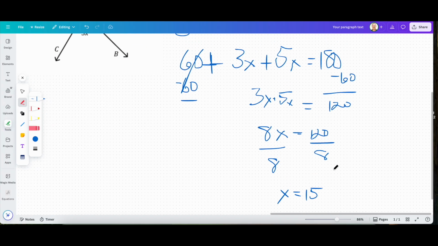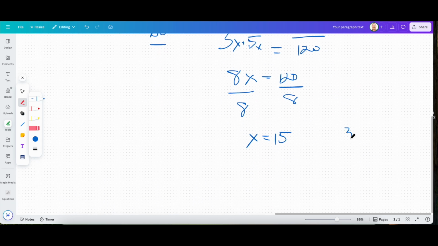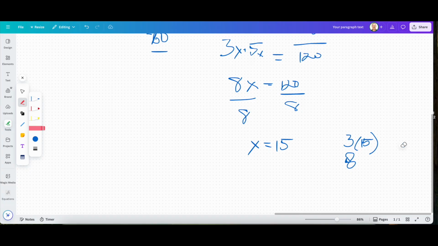Okay, I'm not done because this is 3x and 5x. So I have to do 3 times 15 and 5 times 15. What was that? 3 times 15 is 45. And 75.